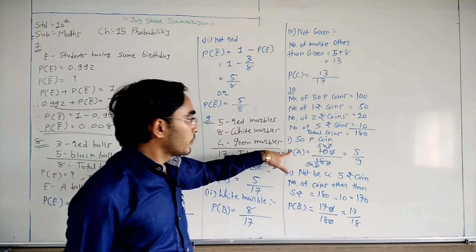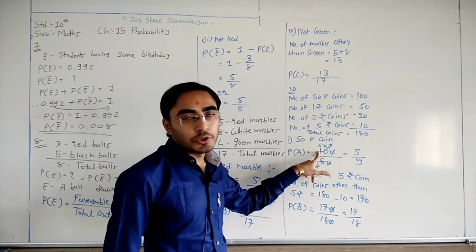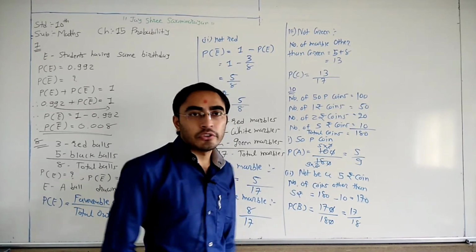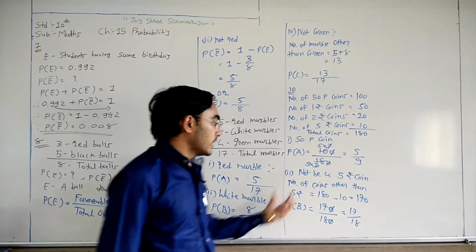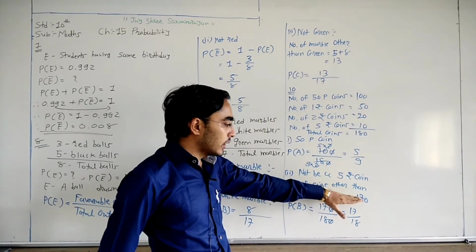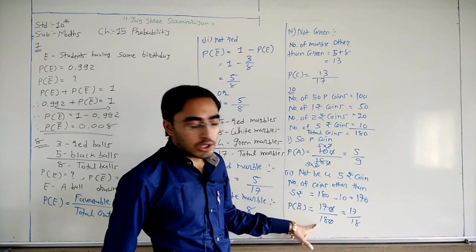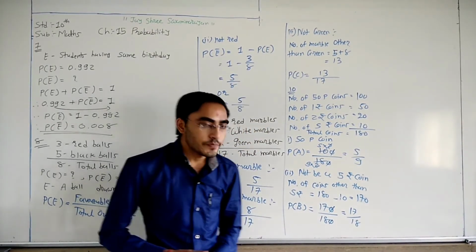Okay, here we need to find the probability of 50 paisa coins. So in total we have 100 coins. So in the numerator 100, and the total number of coins is in the denominator. So 100 by 180, that is 5 by 9. Here we do not want 5 rupee coins. So other than 5 rupee coins we have 170. So 170 divided by a total of 180. So we get the answer 17 by 18.